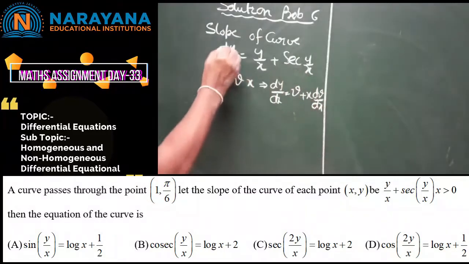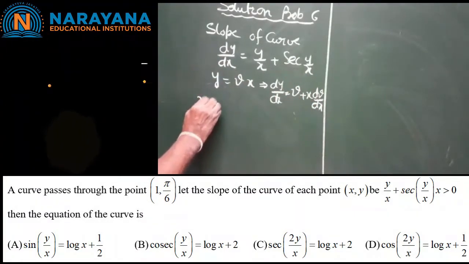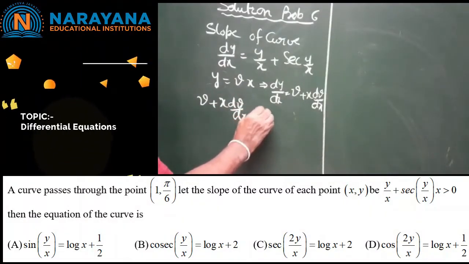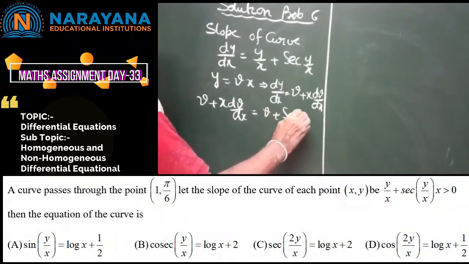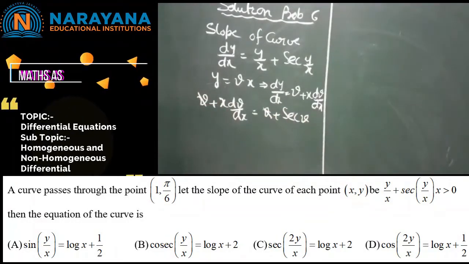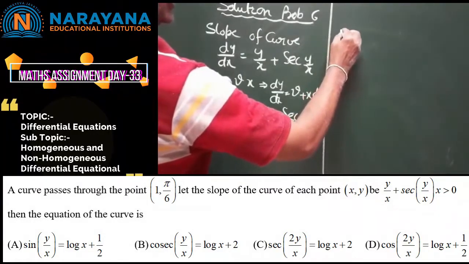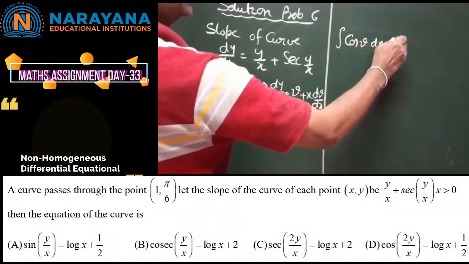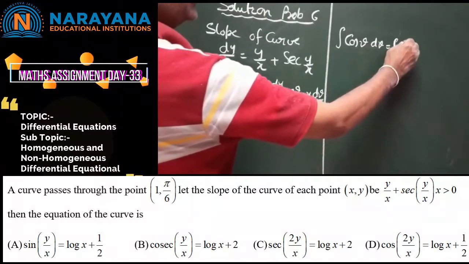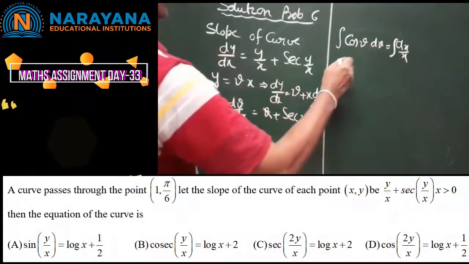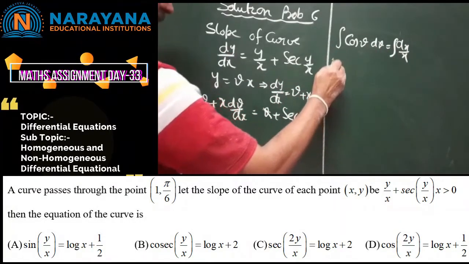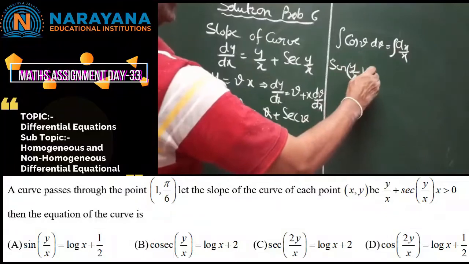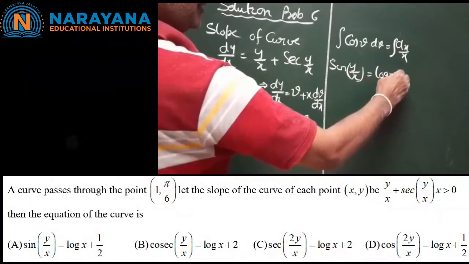And substitute this in the respective part. We can get v plus x dv by dx equal to v plus secant v. This v will get cancelled. So we can get the condition integral cos v dv is equal to integral dx by x. And after integrating, you can get this as sin v. And after substituting, you can get sin y by x is equal to log x plus log c.